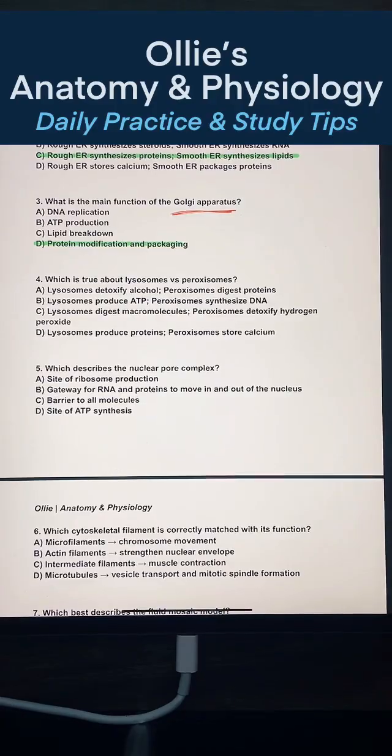Yep, the Golgi apparatus is the post office. Yeah, I always call it the Amazon nowadays. But yeah, it's kind of like the post office, basically modifying it, packaging it, and sending it off.